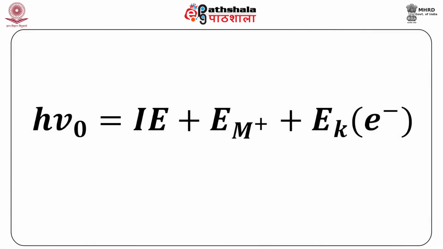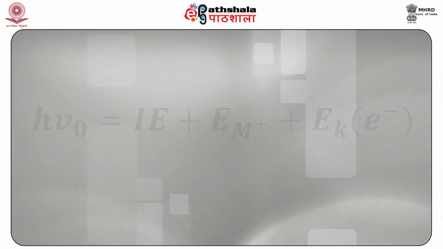Again, ignoring the kinetic energy of the ion, we may write the equation that we talked about as h nu naught equal to the ionization energy plus the energy of the M plus ion that is produced after ejection of an electron plus the kinetic energy of the electron, where E M plus is the change in internal, that is the vibrational, energy of the ion. Therefore, photoelectron spectroscopy provides information about vibrational energy changes of the molecule ion.